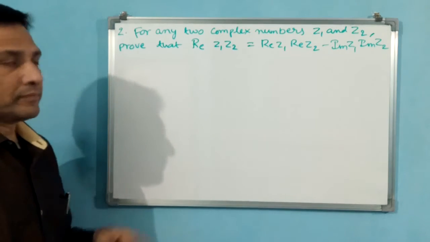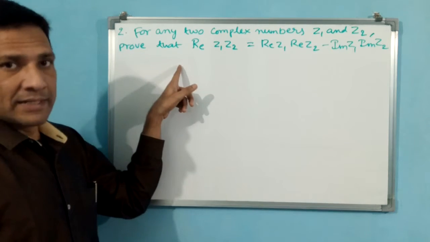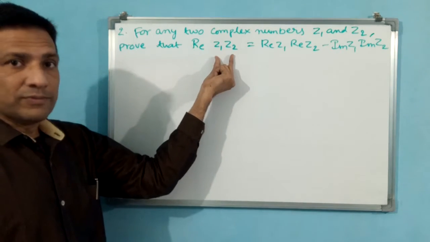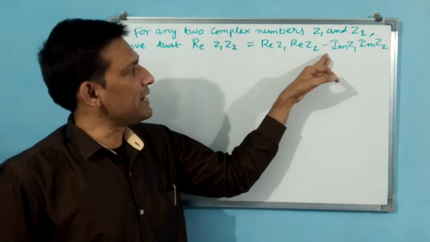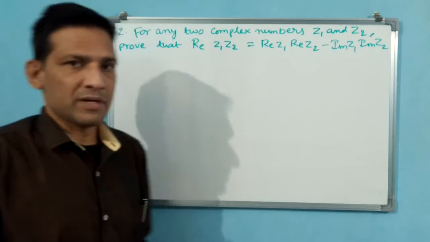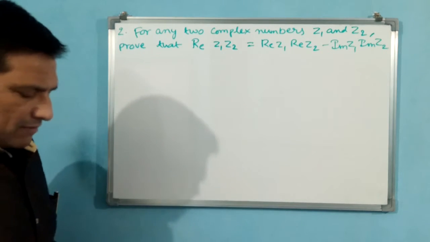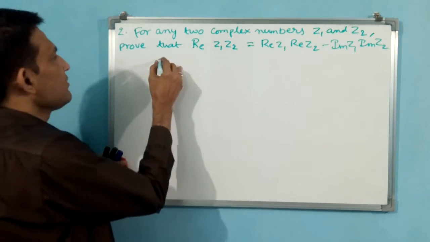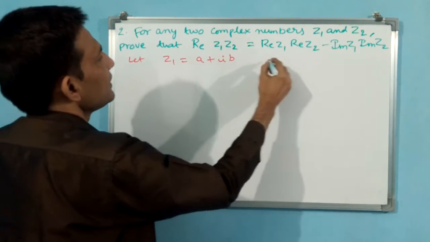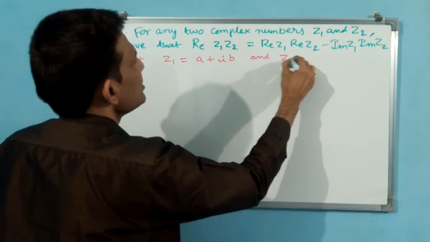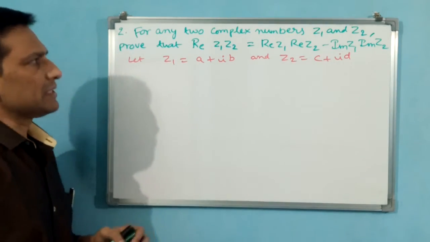See the second question. For any two complex numbers Z1 and Z2, prove that the real part of Z1 Z2 is equal to real part of Z1 into real part of Z2 minus imaginary part of Z1 into imaginary part of Z2. See, the question is simple, but you have to understand it carefully. Okay, you see now Z1 and Z2 I am writing here. Let Z1 is equal to a plus ib and Z2 is equal to c plus id.